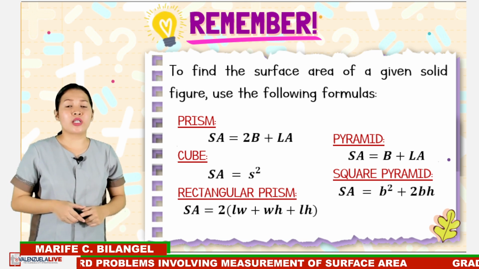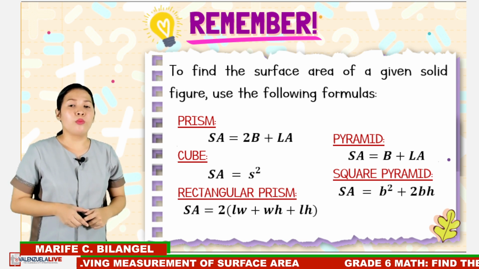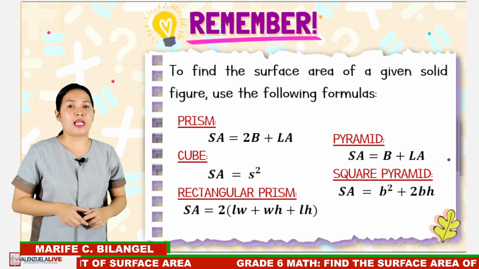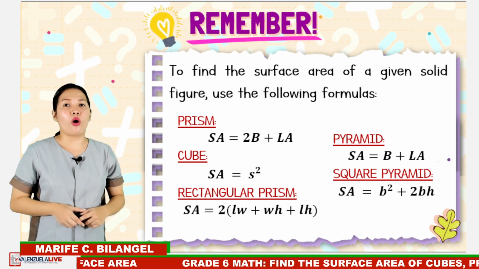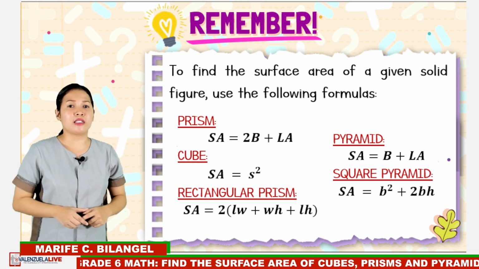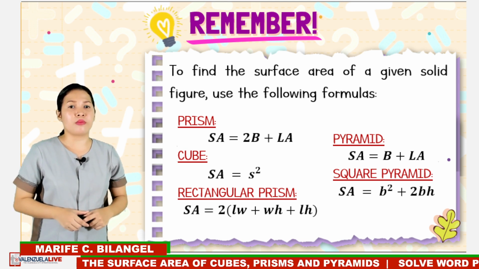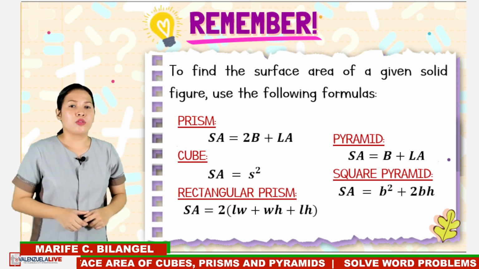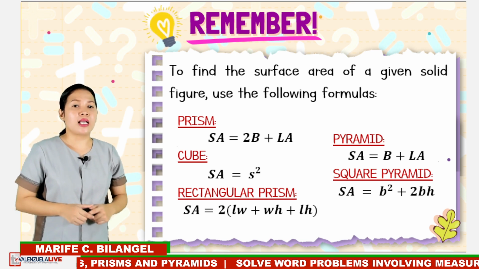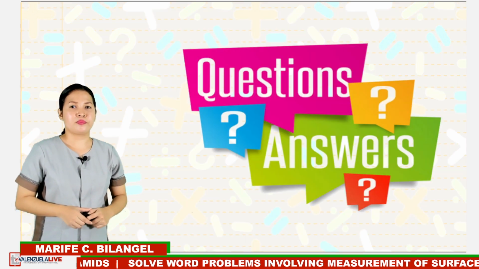To get the surface area of the rectangular prism, that is 2 multiplied by (length times width plus width times height plus length times height). And to get the surface area of a pyramid, simply add the base area plus the lateral area. And to get the surface area of a square pyramid, we have to square the base, then add it to twice the base times height.